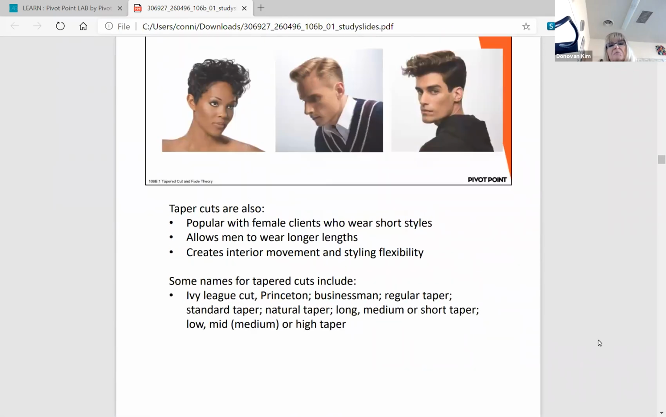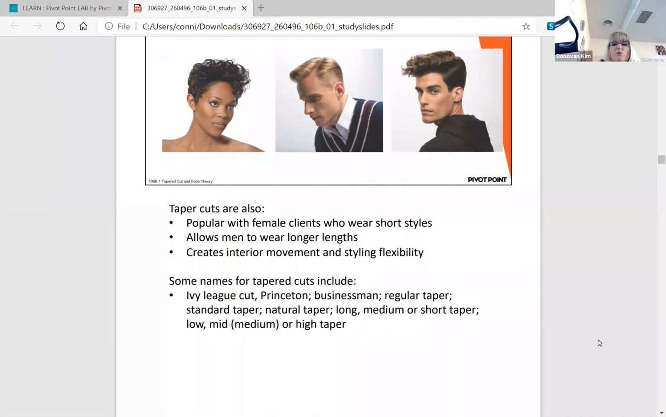So tapered cuts are popular with short hair. It allows someone to have longer hair on the top, but shorter around the edges, basically, is what they're saying there. Creates interior movement and styling flexibility. So there's many different ways that you could style your hair.